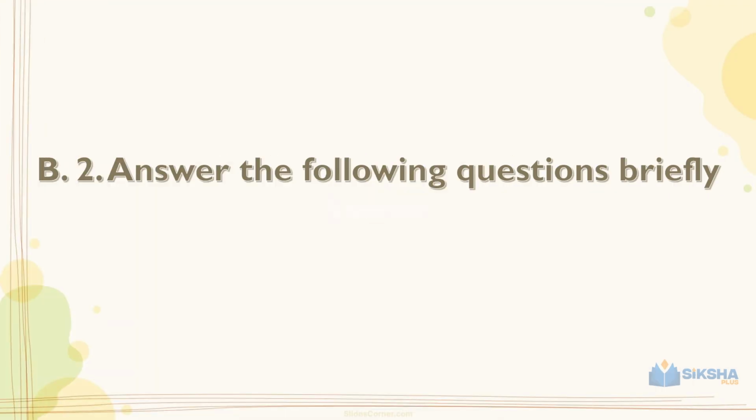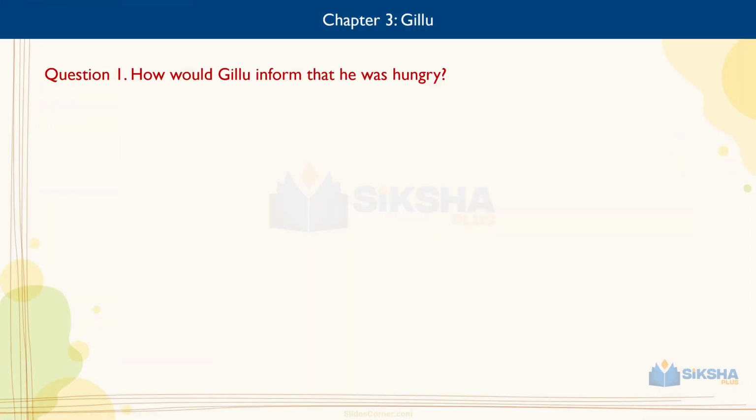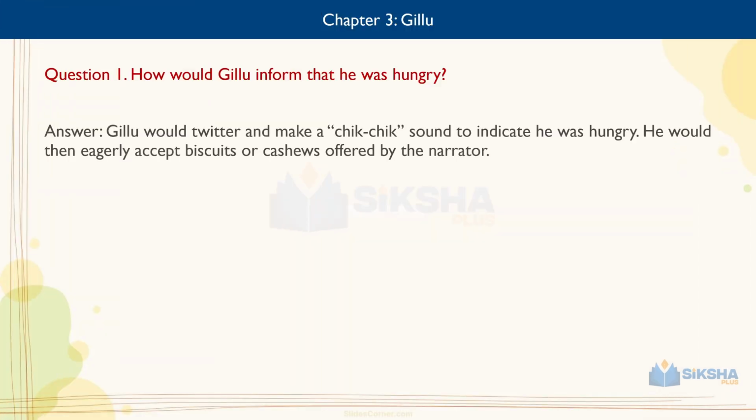Next question: answer the following questions briefly. Question number 1: How would Gillu inform that he was hungry? Answer: Gillu would twitter and make a chick chick sound to indicate he was hungry. He would then eagerly accept biscuits or cashews offered by the narrator.